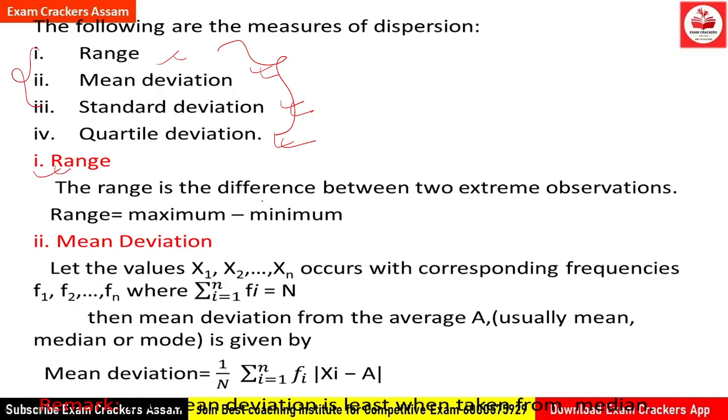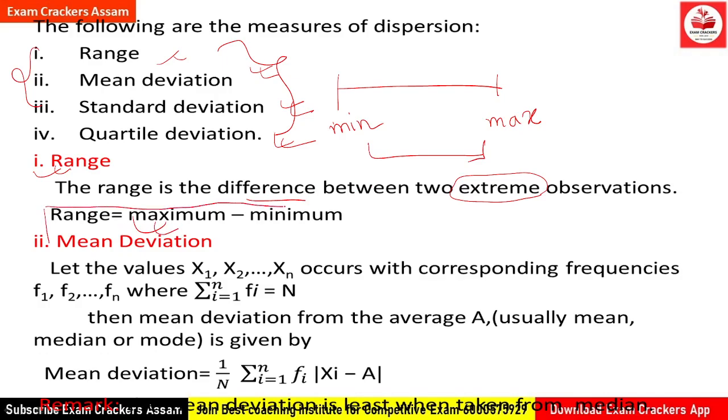So the range is the difference between two extreme observations. Now what do you mean by extreme? In a data set, if you plot them on the real line, there will be a minimum value and you will have some maximum value. If you take their difference, then you will get the range. So range is maximum minus minimum. I think this formula is quite simple and easy to understand. Okay, and remember this also.